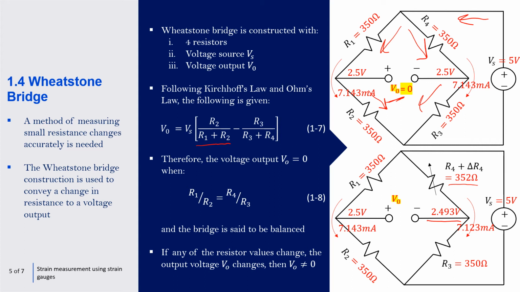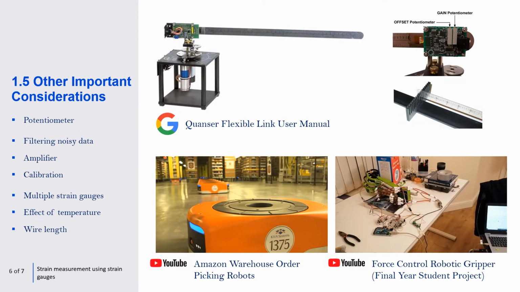2.493 volts. So you notice now we've got a drop in the voltage, and we now have a potential difference of 7 millivolts. Hence the Wheatstone Bridge is converting a resistance value from the strain gauge into a voltage value that's now useful for us in an engineering application. So we've got a voltage out from the Wheatstone Bridge.